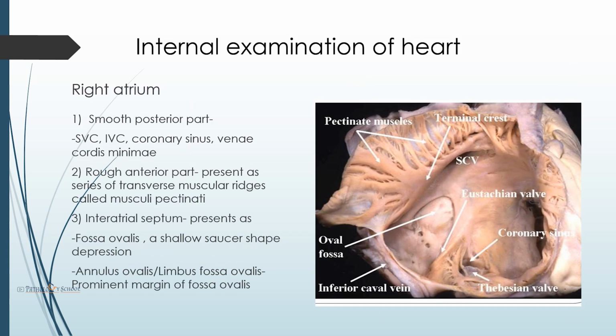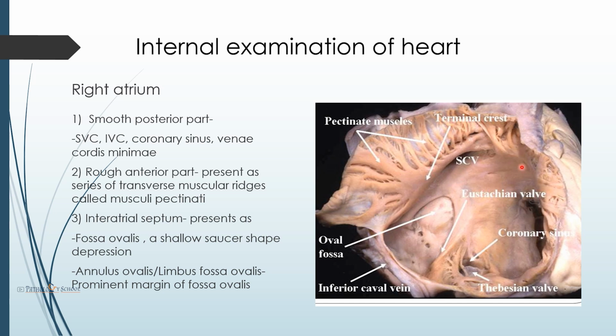After opening of the heart, we will do internal examination of the heart. First, the right atrium. The right atrium is divided into a smooth posterior part and a rough anterior part. The smooth posterior part gives openings to the superior vena cava, inferior vena cava, coronary sinus, and venae cordis minimi. The rough anterior part presents as a series of transverse muscular ridges called musculi pectinati.